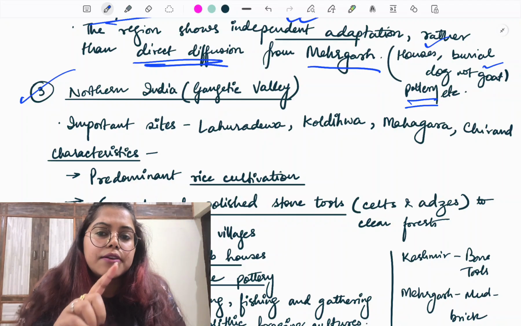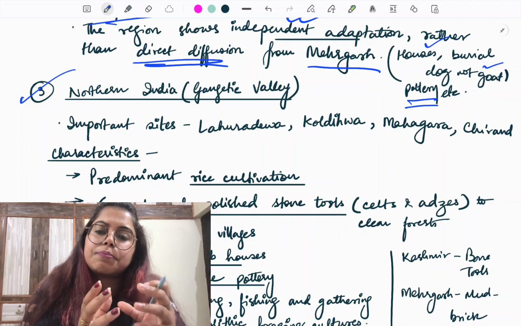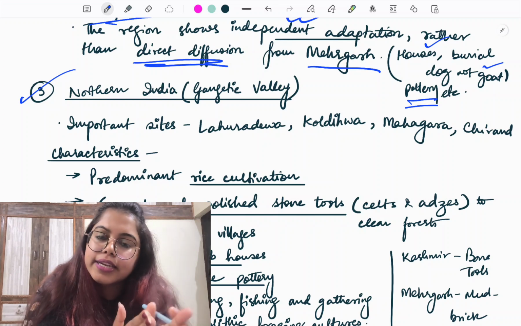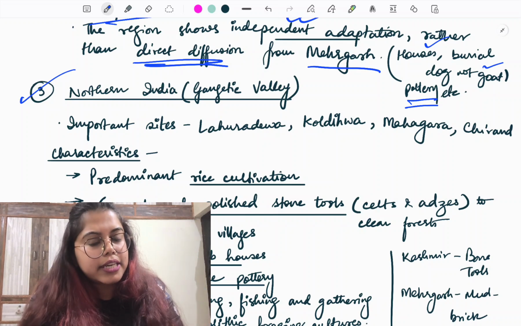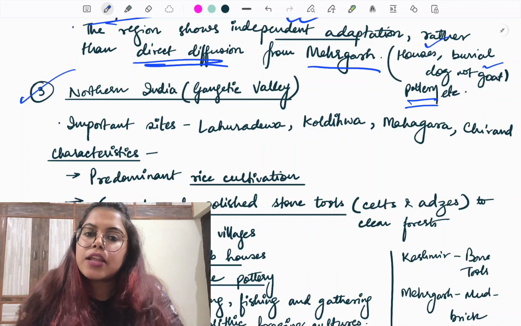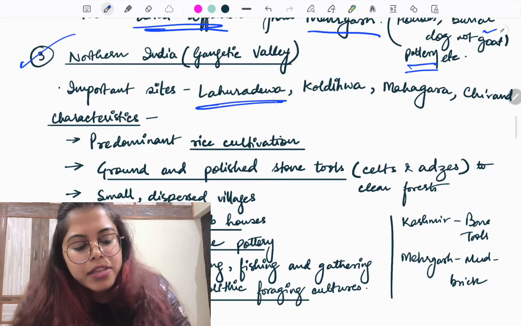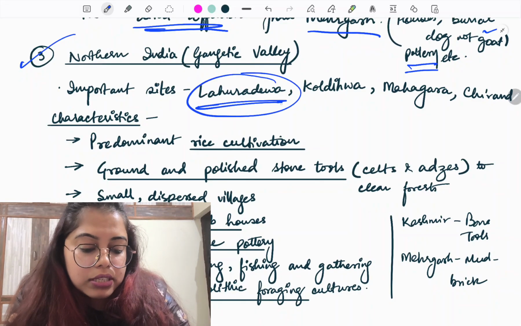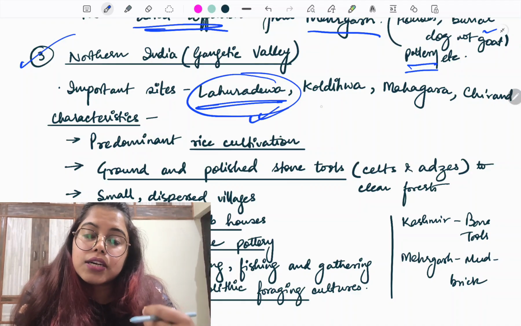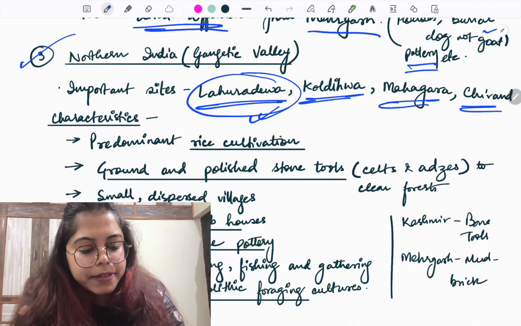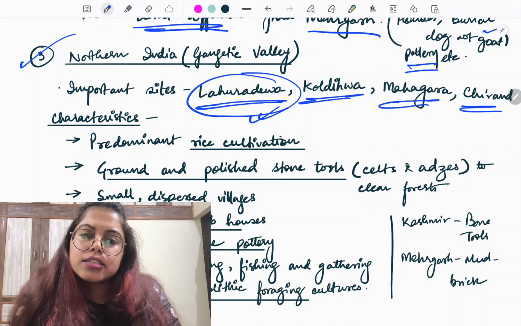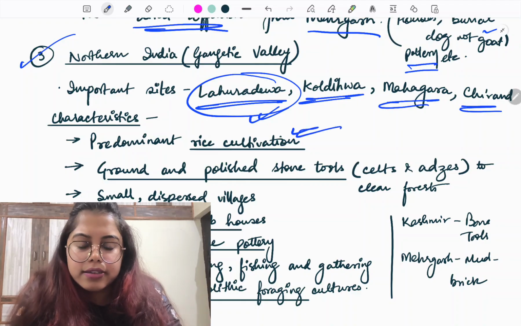So what is happening is, the characteristics of the Neolithic period here develop much later and they coincide side by side with Mesolithic characteristics. ठीक है, मतलब hunting, gathering and foraging are also a major portion along with crop production. Okay, so here we have important sites: Lahuradeva in UP. This is very important because one of the earliest evidences of cultivation of rice is found here. Next is Koldihwa, Mahagara and Chirand. So mostly the areas cover UP and Bihar.